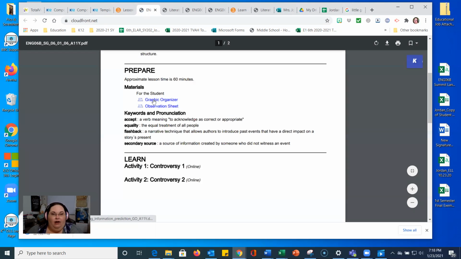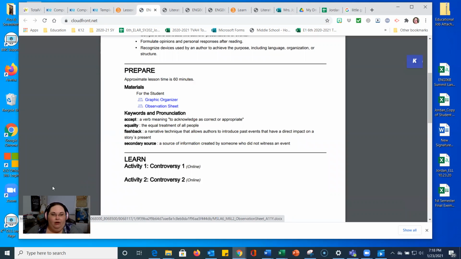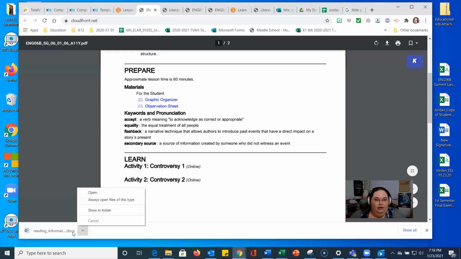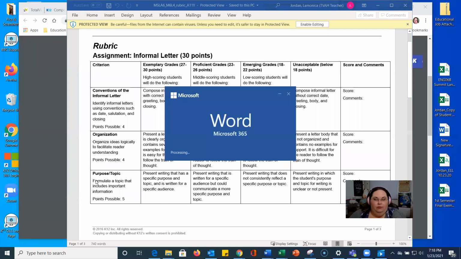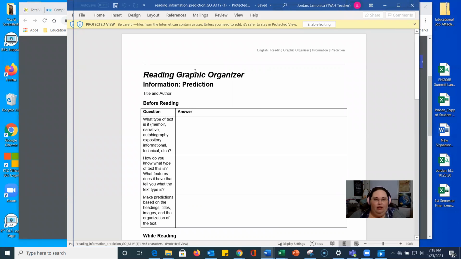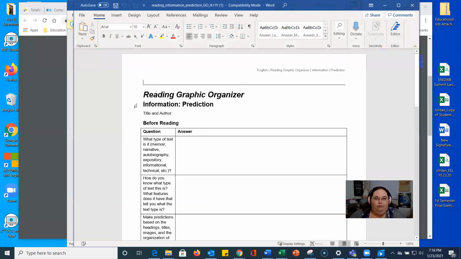Materials, let's go ahead and grab this graphic organizer while we're at it. Oh, and let me move myself so that we can grab that. Download it up here. We're going to open it. All right, and so we can type on them. I'm going to click on that yellow right there.